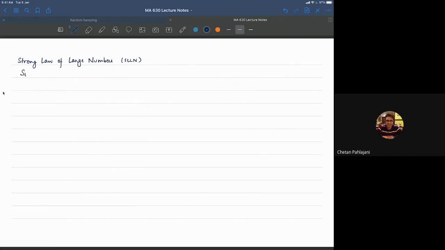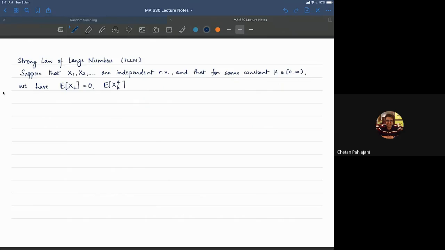So suppose that X1, X2, ... are independent random variables, and that for some constant K in 0 to infinity, in other words, for some non-negative constant K, we have expectation of Xk equals 0 and expectation of Xk to the power 4 is less than or equal to K.